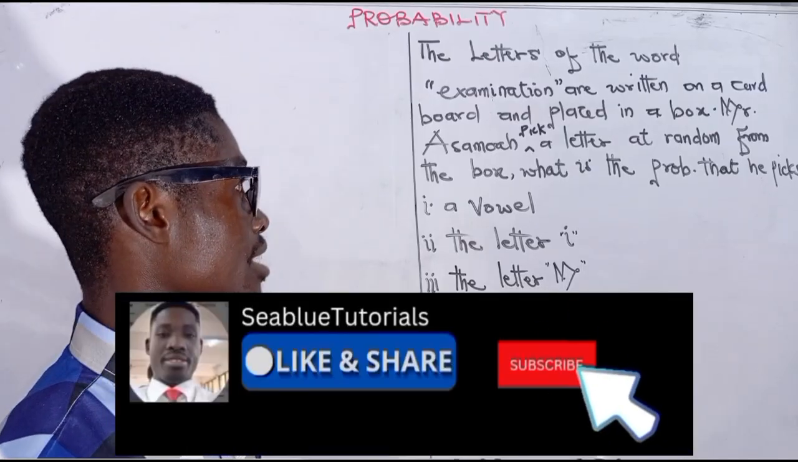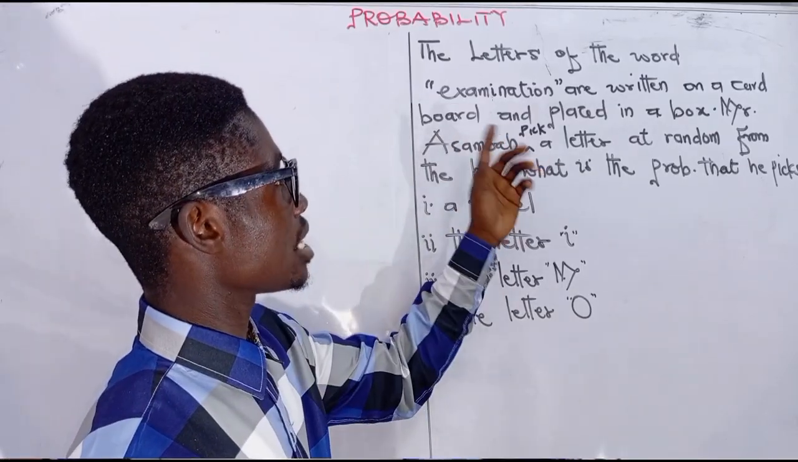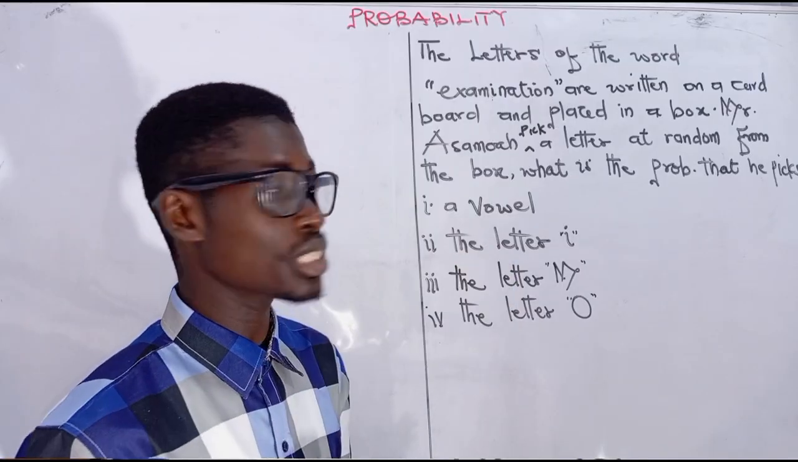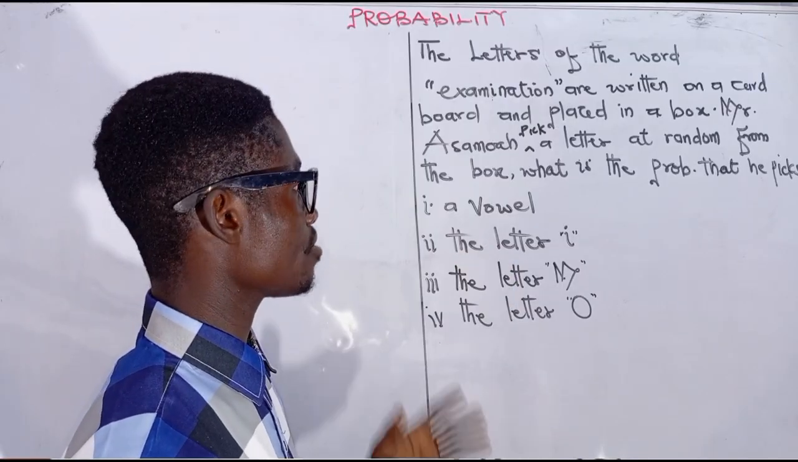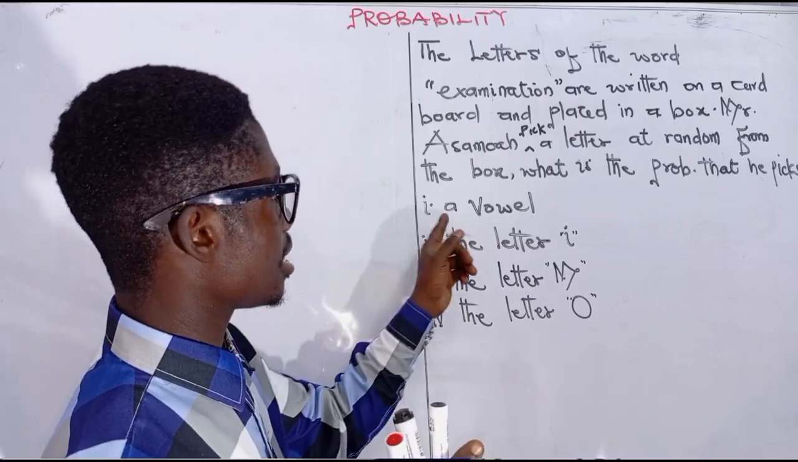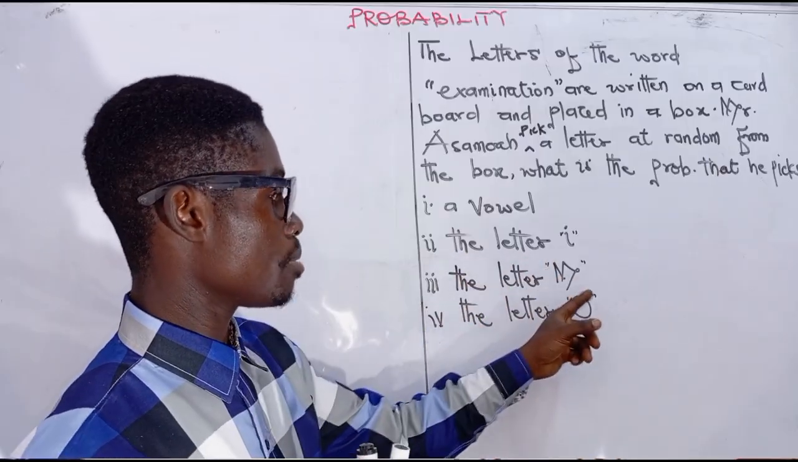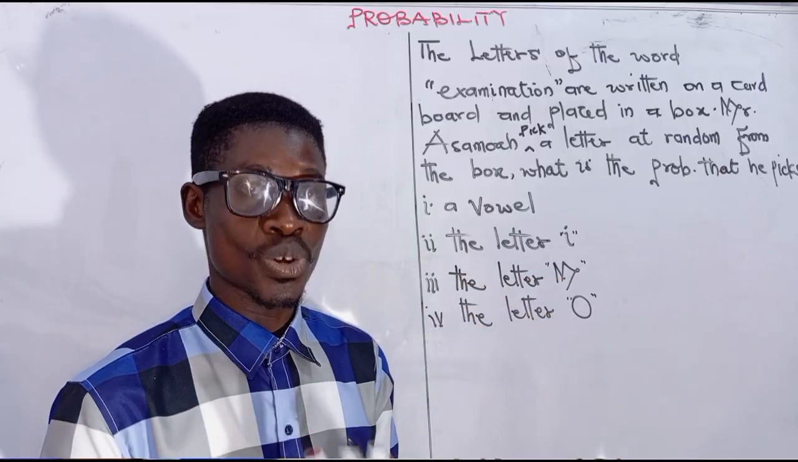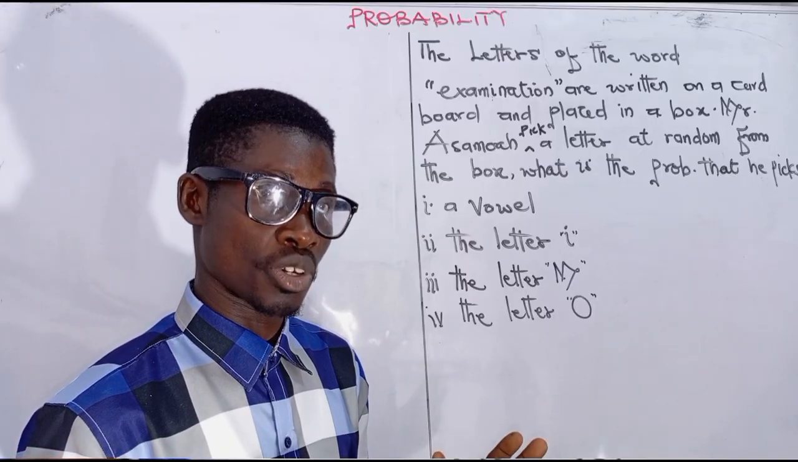So let's look at the example on the board. The letters of the word examination are written on a cardboard and placed in a box. Mr. Samuel picks a letter at random from the box. What is the probability that he picks a vowel, the letter I, the letter M, and then the letter O? This is our task for the day, and we are going to solve it.